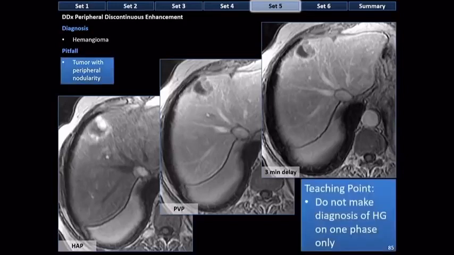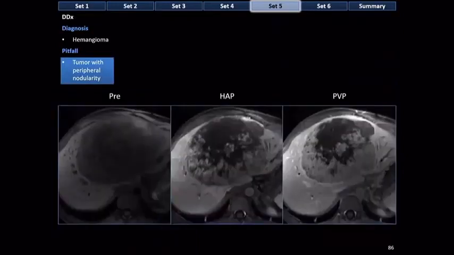But here's a case that a radiologist did get wrong. So this was a patient who was diagnosed on the outside as having a hemangioma. And if you look on the arterial phase images, it sort of does look like there's some peripheral nodularity enhancing, and it looks like some of this nodularity is maybe discontinuous. And if you look at the portal venous image, it sort of looks like these nodules of enhancement are expanding. But why is this not a hemangioma?